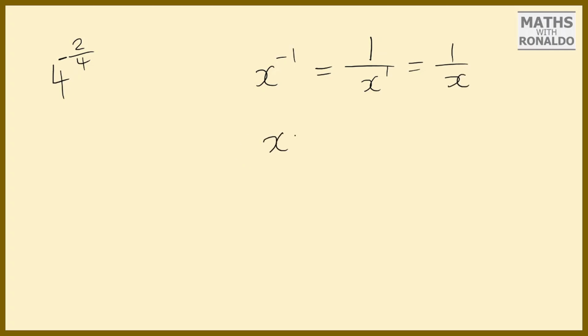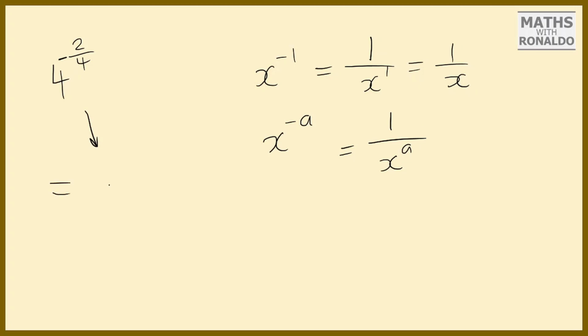Now we can also do negative roots. So if we had 4 to the power of minus 2/4, in fact, then we should look at this law. If we have x to the minus 1, that is equal to 1 over x to the 1, or 1 over x. If we have x to the minus a, then that is equal to 1 over x to the a. And therefore we can apply this here.